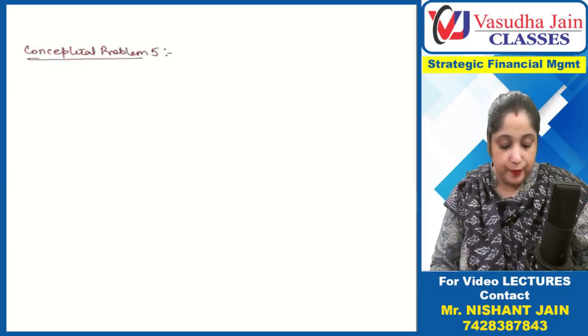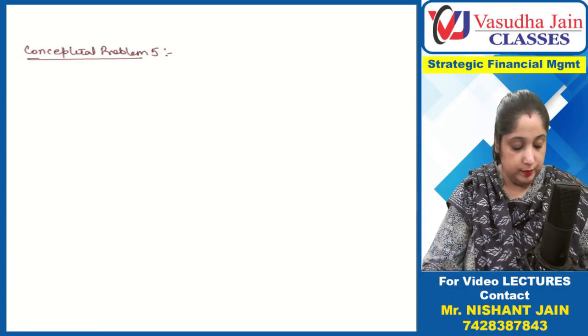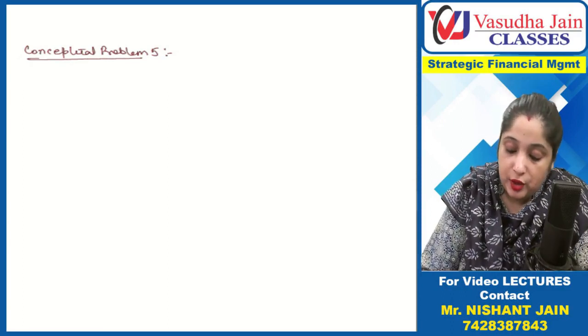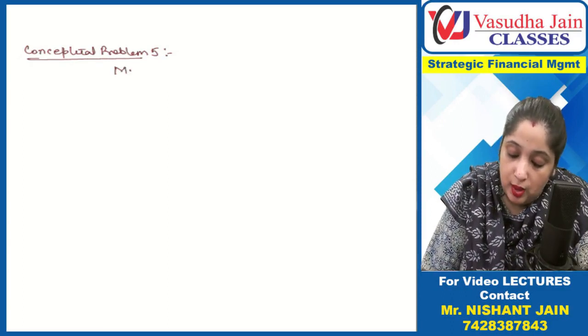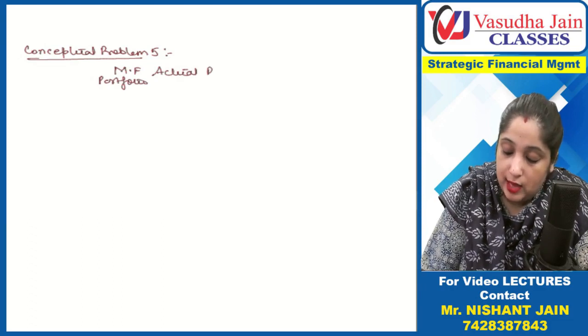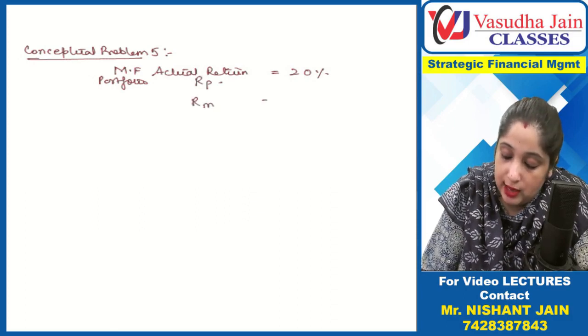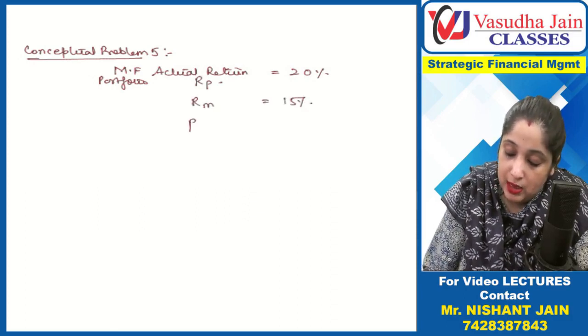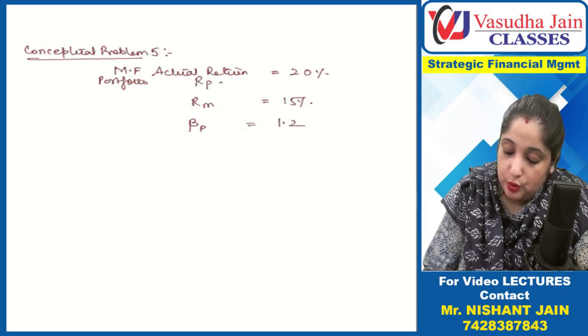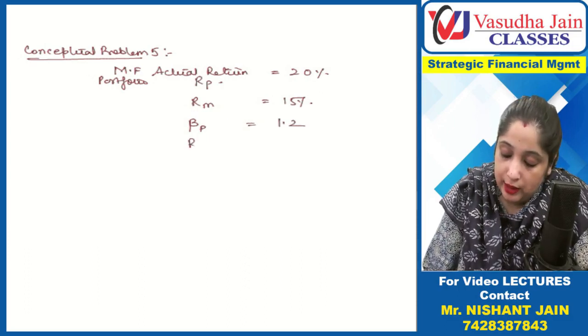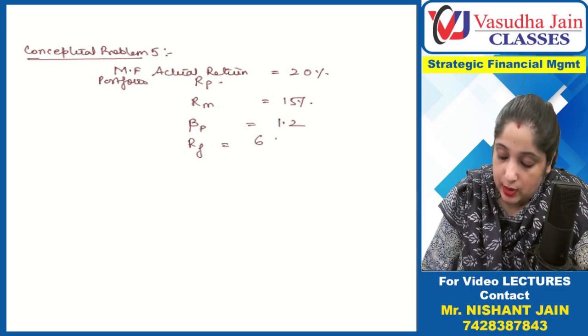Yes, please observe. So what all information is given to us? The mutual fund portfolio's actual return is how much? The mutual fund is giving us a 20% return from the portfolio, right? The return from the market is 15%. The beta of the portfolio is 1.2, and the risk-free rate of return is given to us as 6%.